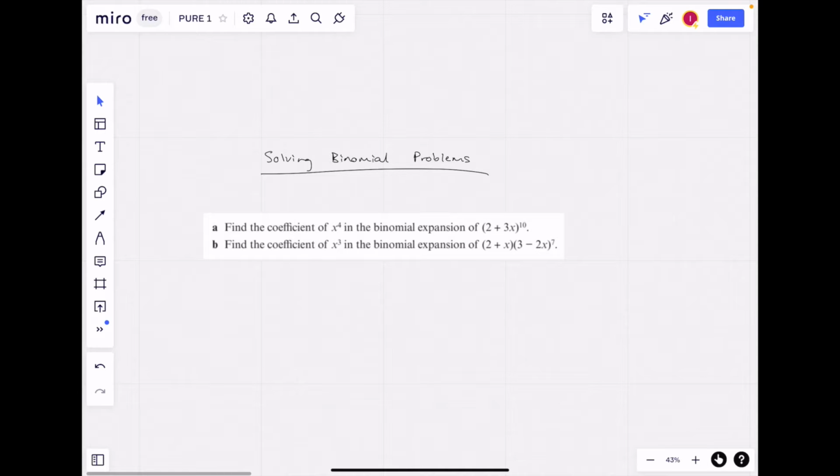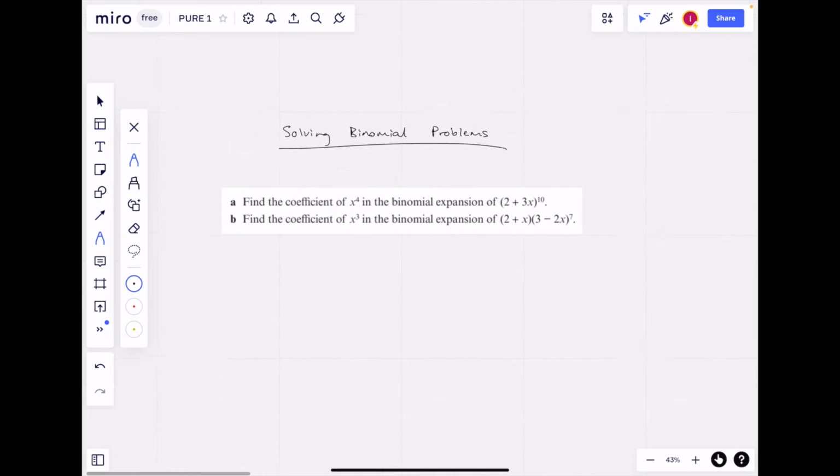If you've done enough questions of binomial expansion, you can pick out one particular term. Because you know what the binomial expansion is like, because you know how to get each term, you can single out one and make use of that depending on the question. So for example, it says find the coefficient of x to the power 4 in the binomial expansion of (2 + 3x) to the power 10. You don't have to do the whole expansion to find the x to the power 4 term.